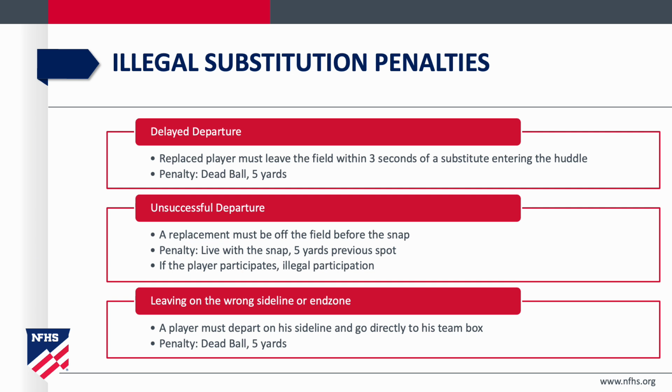Next, replaced players must leave on their side of the field. If a player goes off across the end line or on their opponent's sideline, we will have a penalty for illegal substitution. In this case, we have a dead ball foul that occurs once the player crosses out of bounds, and it's a 5-yard penalty from the previous spot.